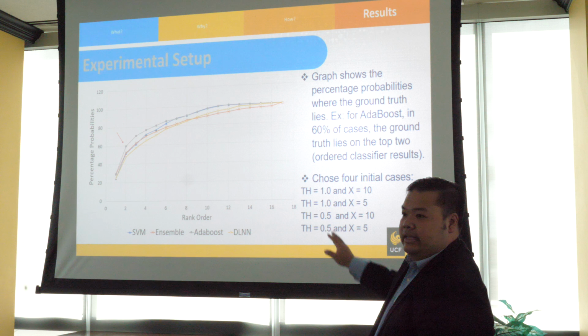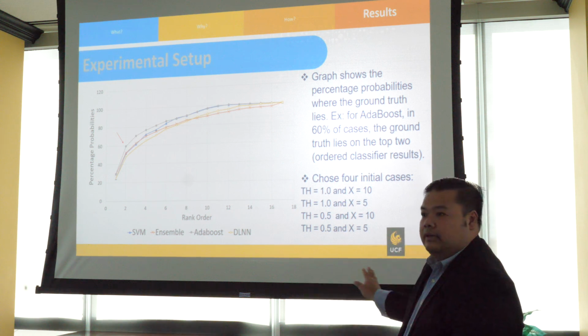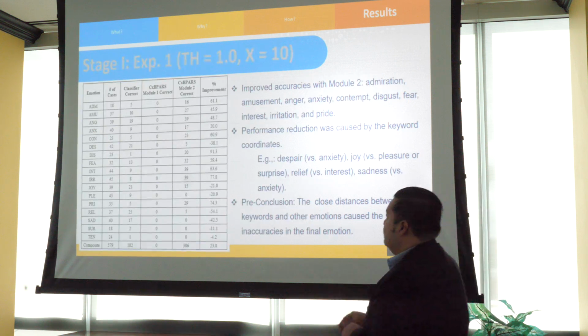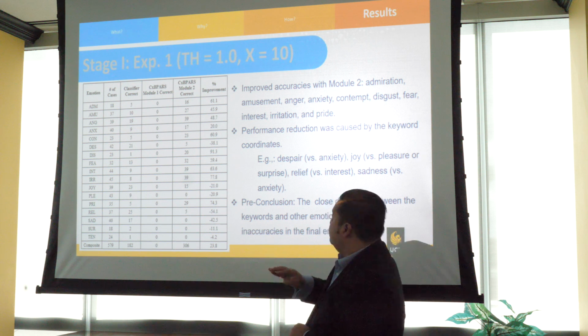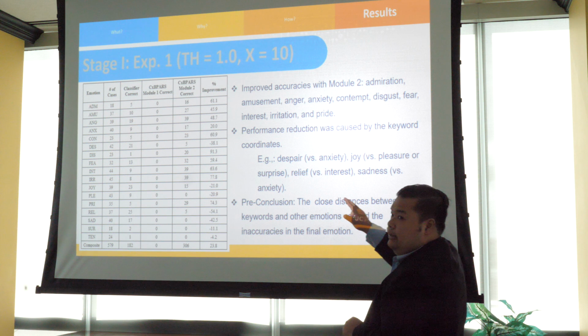Okay. Basically, this is still our initial approach. Okay? So, any questions so far up to this point? The next stage is for the next class. Okay, so basically for the first stage, we ran 4 different experiments. Experiment number 1, TH of 1, X equals 10.